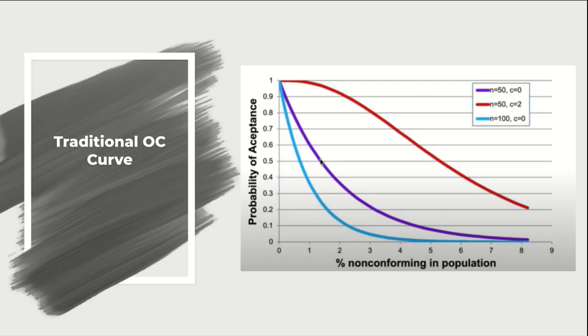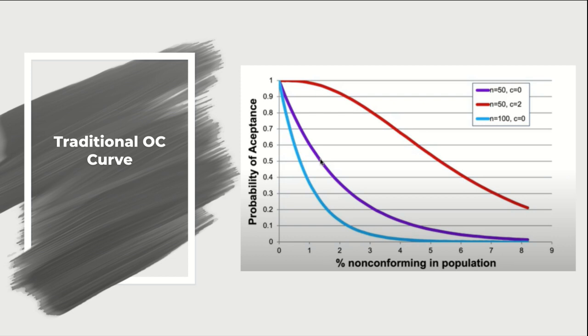So let's take a look at a more realistic OC curve. Here are some sample OC curves. So our sample size is either 50 or 100 in these, and our acceptance criteria is either 0 or 2. You can notice how the shape changes based on the sample size and the acceptance criteria. With the red line, the acceptance criteria is larger, and so we have a higher probability of acceptance.